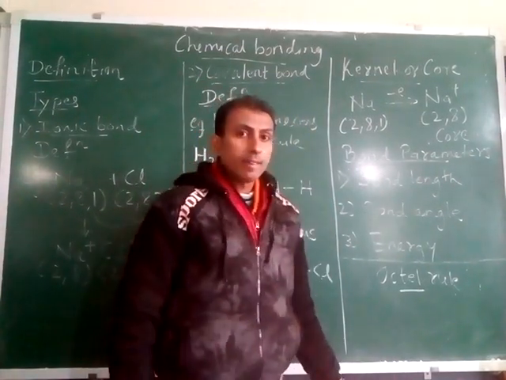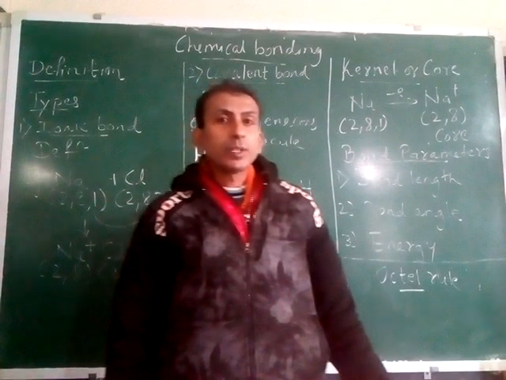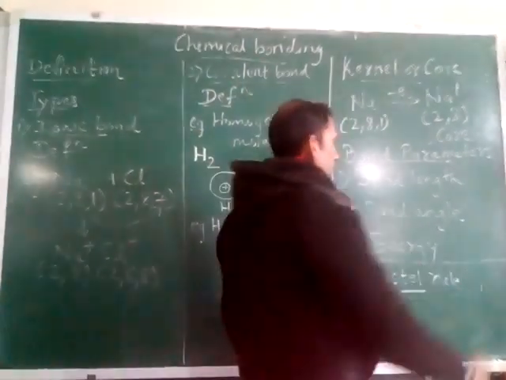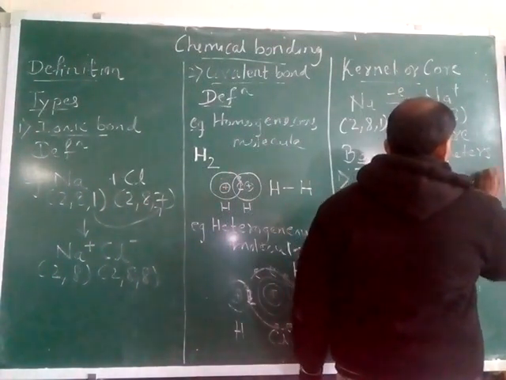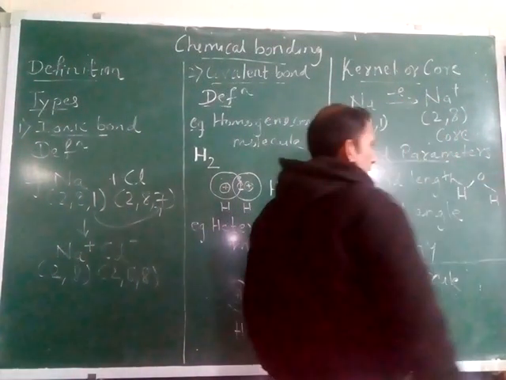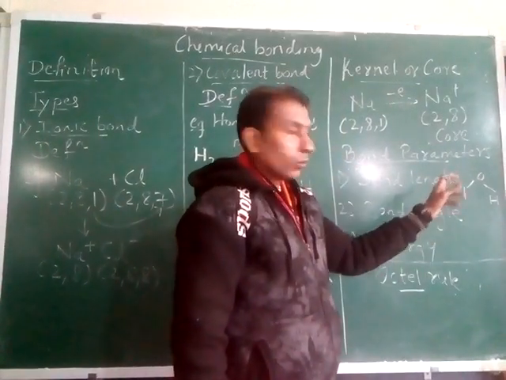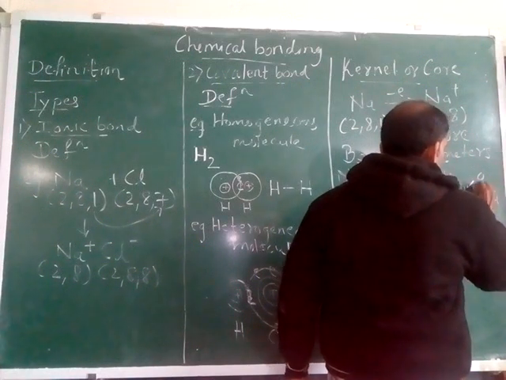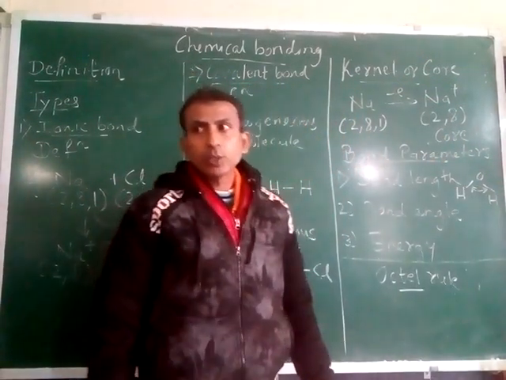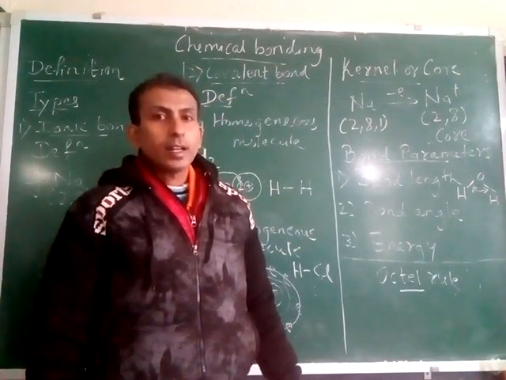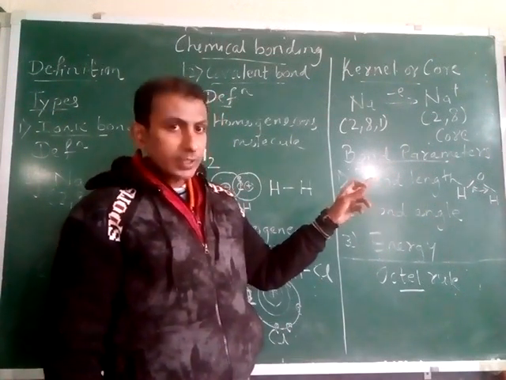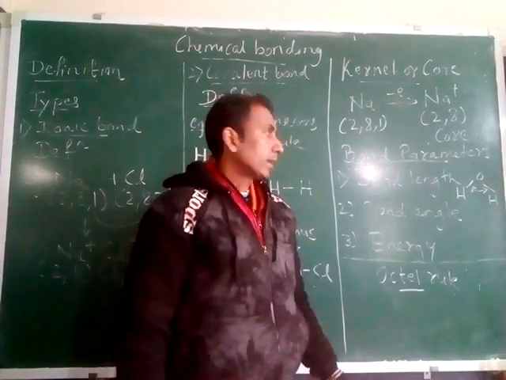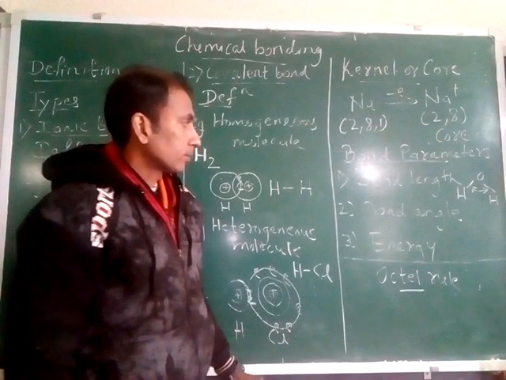Then bond angle. So bond angle is the angle between the two adjacent covalent bonds in a molecule. Look at this example. Water, H-O-H, H2O. So this angle here between the two covalent bonds, है ना, दो एडजेसेंट कोवलेंट बॉन्ड्स है उनके बीच में जो एंगल है उसको हम क्या कहते हैं? बॉन्ड एंगल.